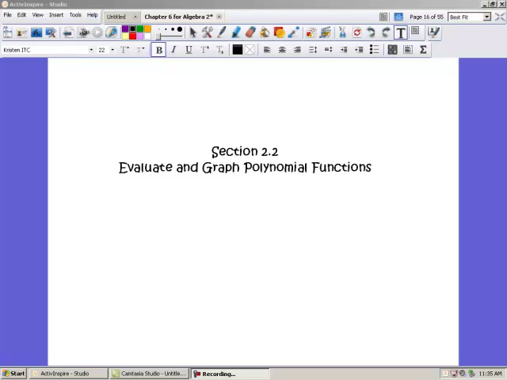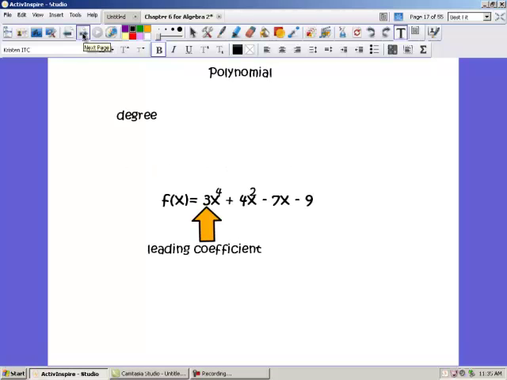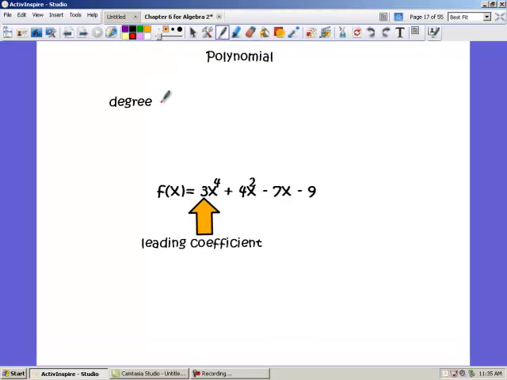This is section 2.2. We're going to evaluate and graph polynomial functions. First of all, when we are talking about polynomials, each polynomial will have a degree and a leading coefficient. And the degree is the highest exponent that is in the polynomial.